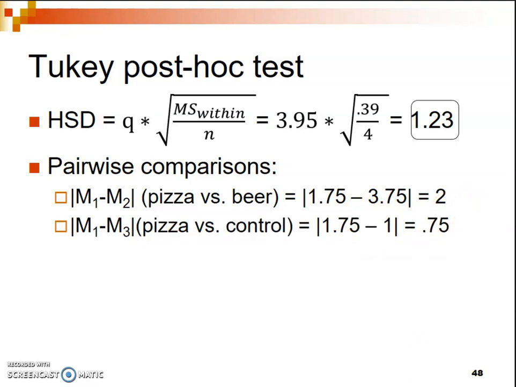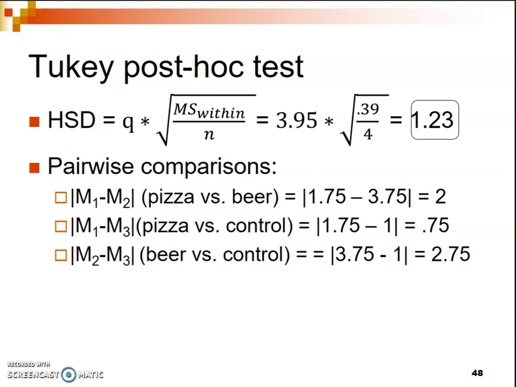We'll do the same thing for the remaining pairwise comparisons. So the next pair of means we can compare is the pizza to the control group. So we'll subtract the pizza mean, which was 1.75, from the control mean, which was 1, and that gives us a difference of 0.75. And then we'll do the same thing for our last pairwise comparison, which was beer versus control. We'll take that 3.75 minus the mean of the control, which was 1, and that gives us a difference of 2.75.